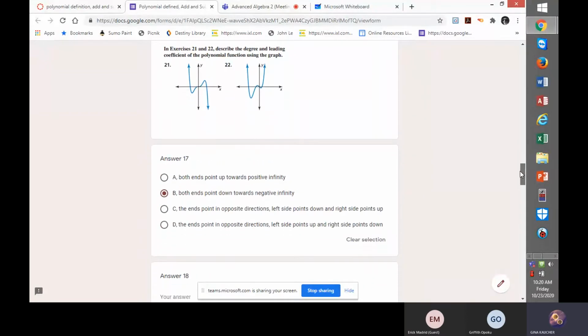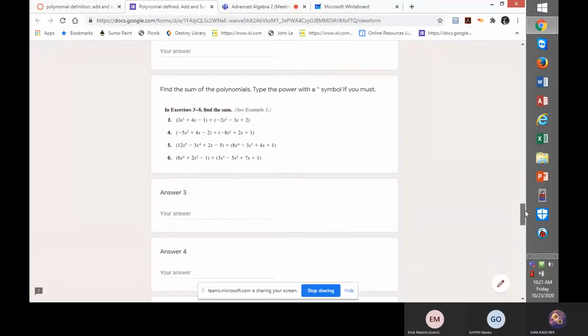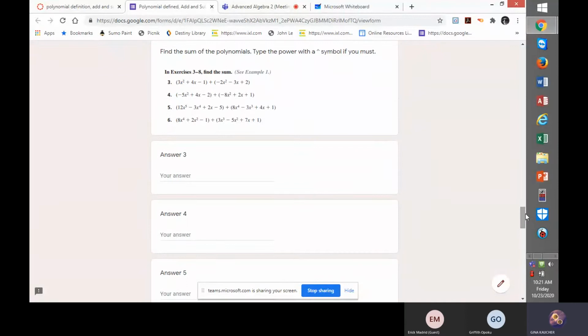In 21 and 22, you have to describe the degree and the leading coefficient. So is it odd or even? And is your leading coefficient positive or negative? So you'll have to write that out or type it out in 21 and 22. And then find the sum of the polynomials. Okay, now we're to adding.